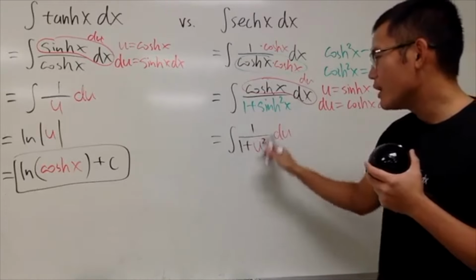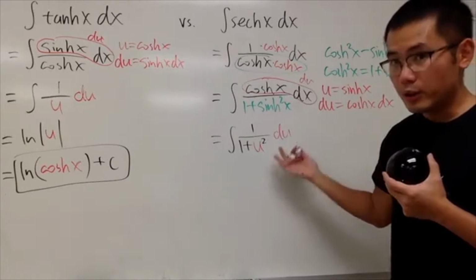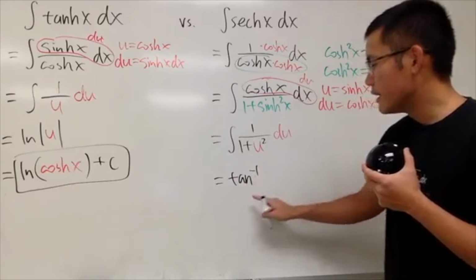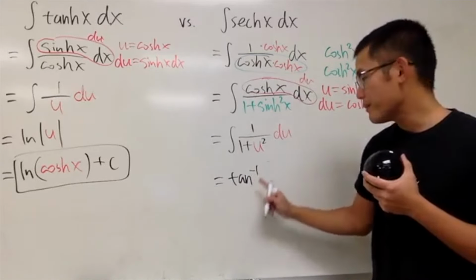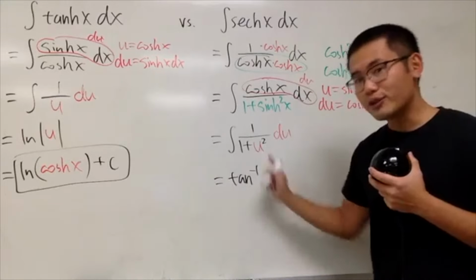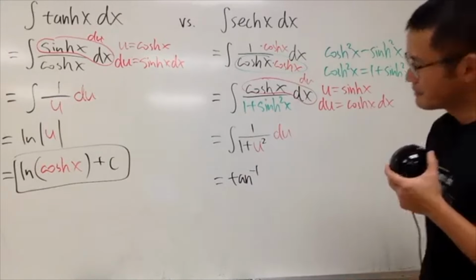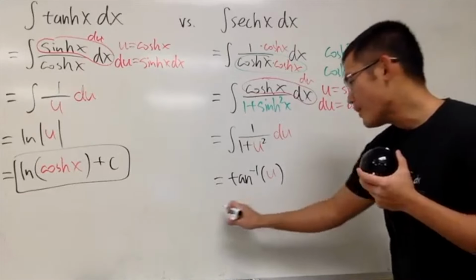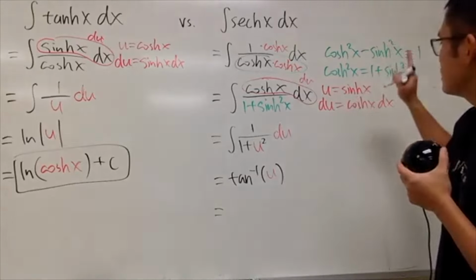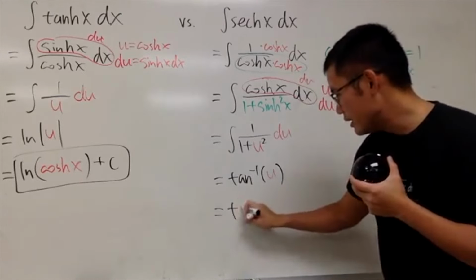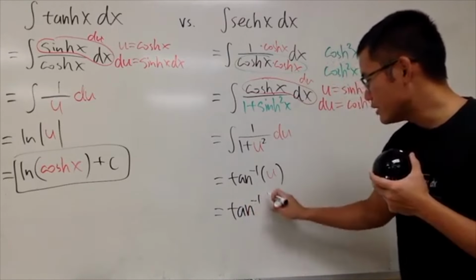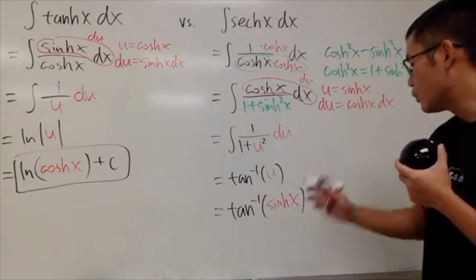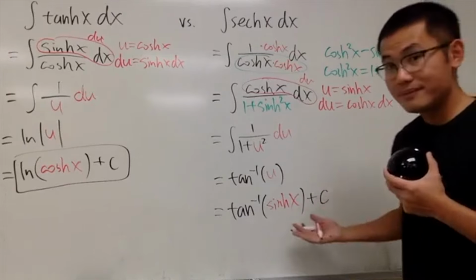Now, when we integrate 1 over 1 plus u squared in the u world, this right here gives us the inverse tangent. Notice this is the original version, okay? The inverse tangent, the regular version, right? The original version. And the input here is u, like this. However, u is sinh, so I'll just put that down. So in the end, we have inverse tangent of sinh x, like this. And what's that? We are done.